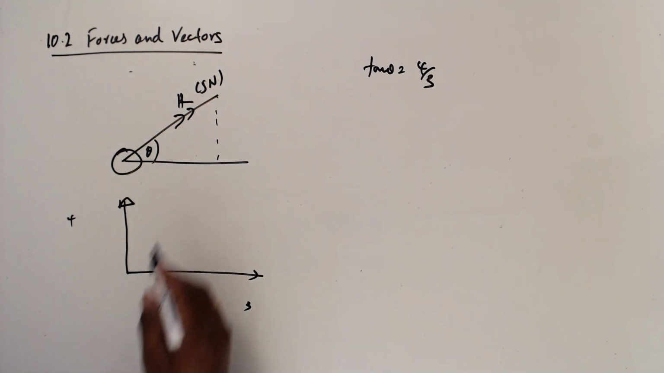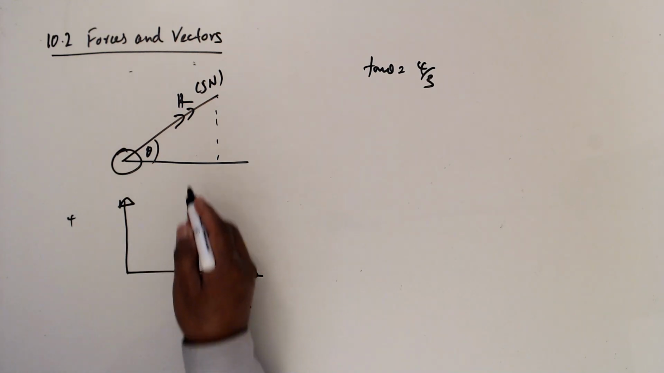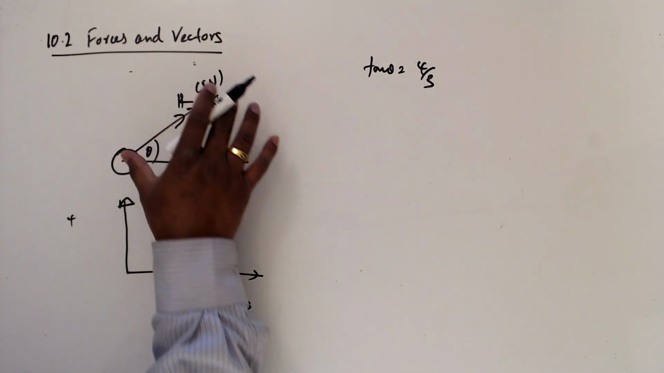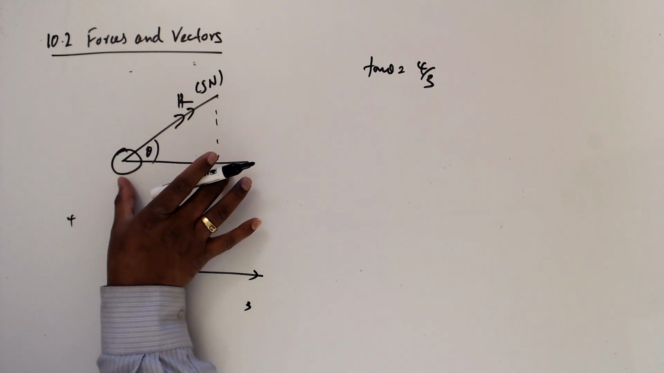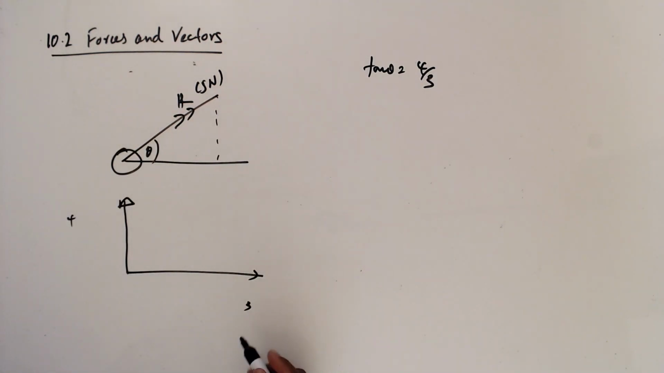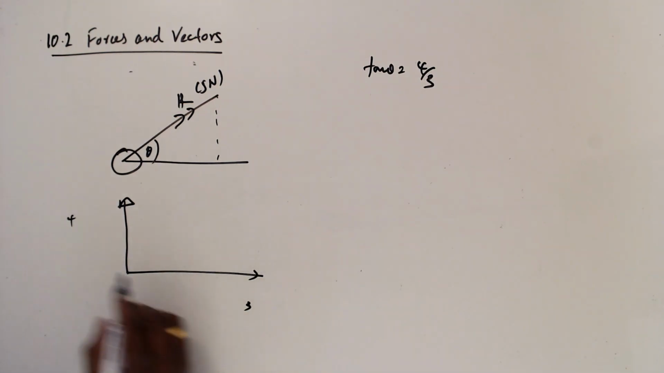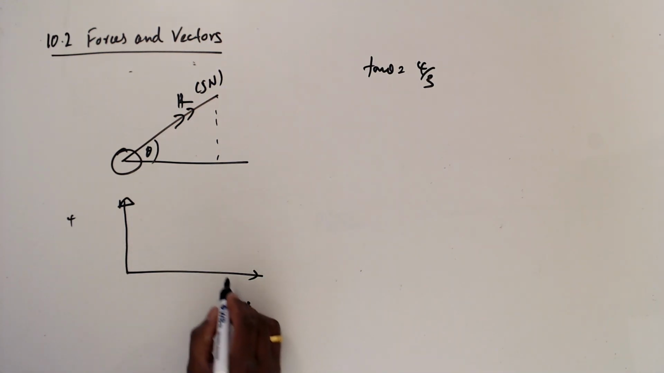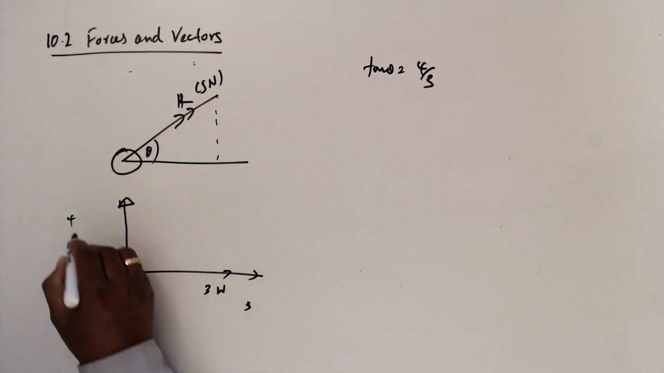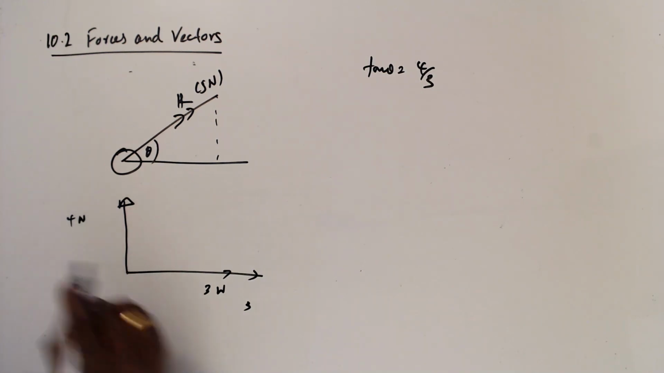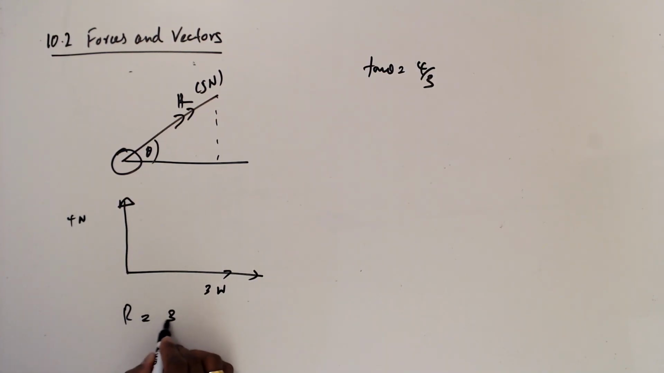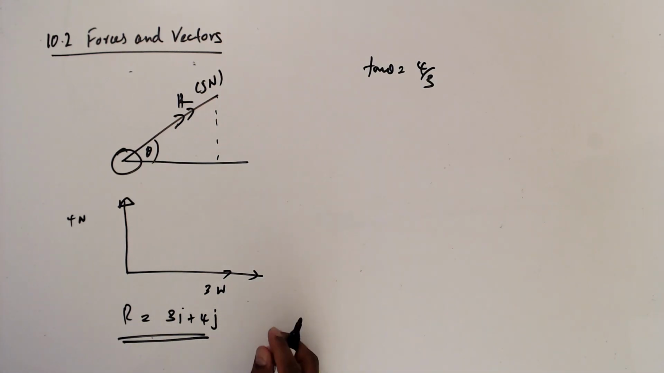Now, if this is given, you need to find the horizontal and vertical components of it. How do you do this? Finally, you want to show this is 3 and this is 4. In this direction 3 Newton and in this direction 4 Newton, both equal 3i plus 4j. Now this is given, and we need to show R equals 3i plus 4j.